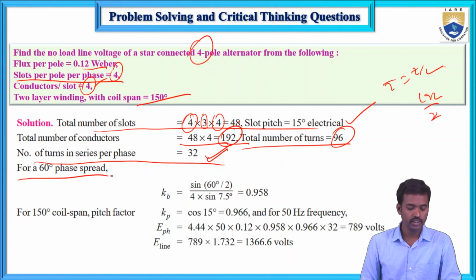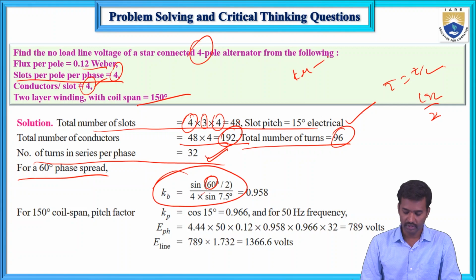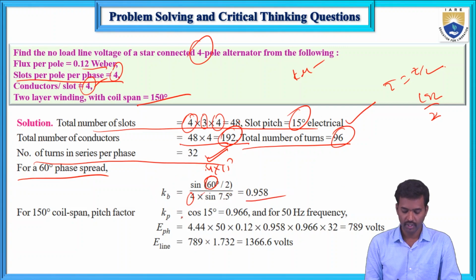Now the 60 degrees phase spread, this is Kd. We are calculating Kd: here the slot angle is 15 degrees, with m equal to 4. So 4 into 15 is 60, by 2, and 15 by 2 is 7.5, and that value equals 0.975. And Kp equals cos 15, that value equals 0.96, for 50 Hz.